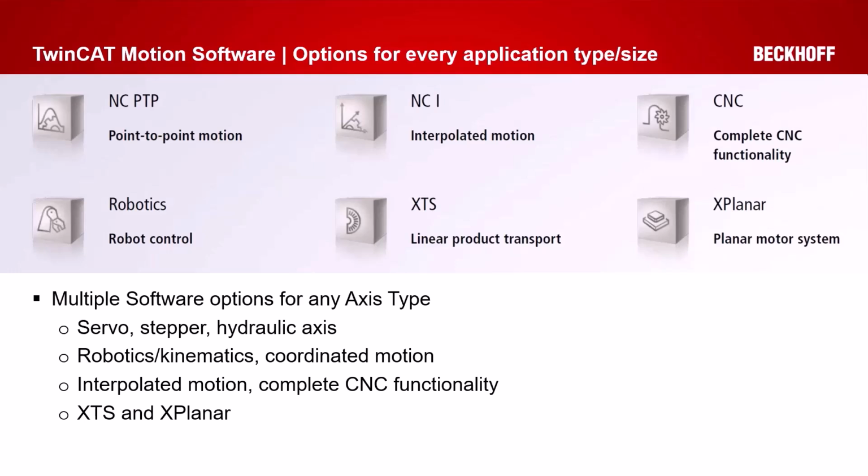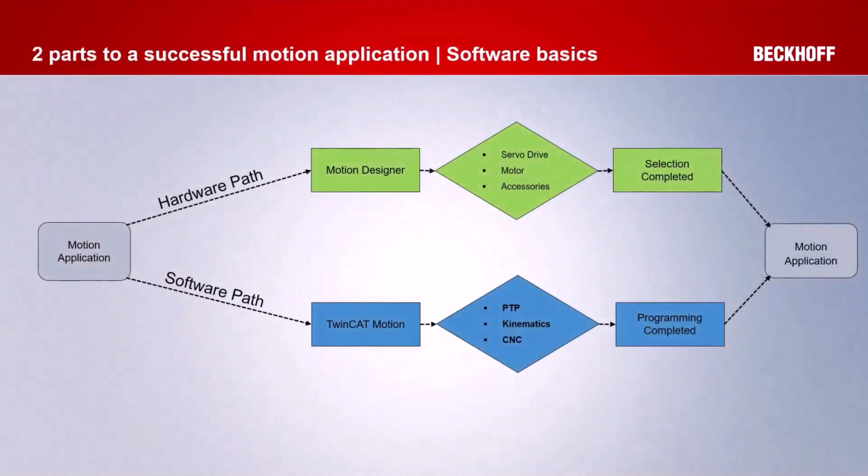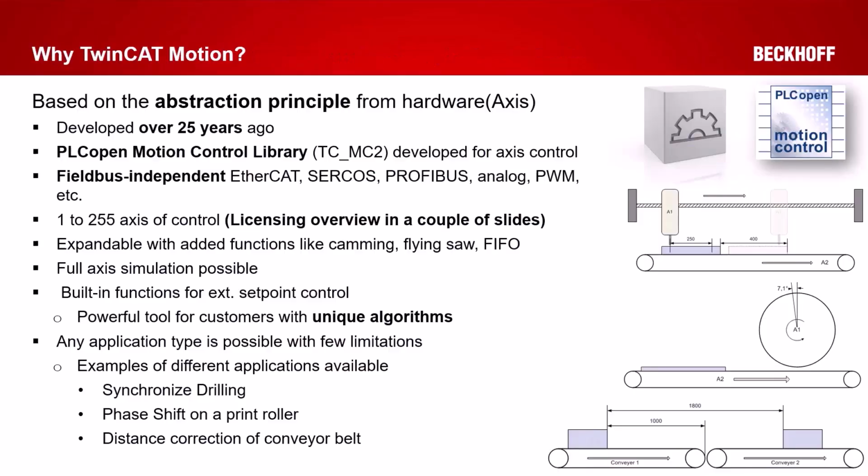It can do robotics and kinematics. It can do the coordinated motion around those applications. And we can do interpolated motion with a complete CNC and XTS and XPlanar functionalities built into the TwinCAT Motion software. So when we go back to the two paths, now let's look at the point-to-point kinematics and the CNC.